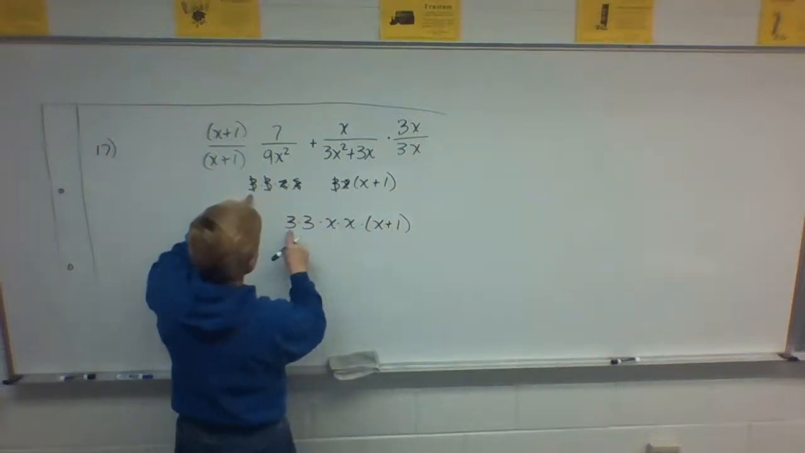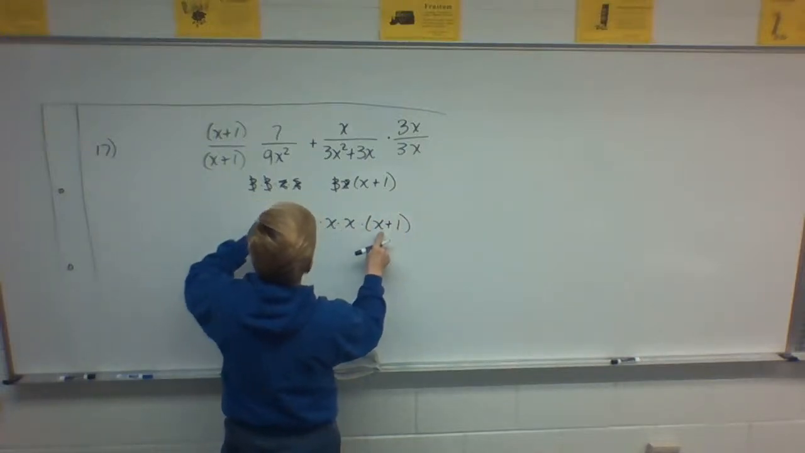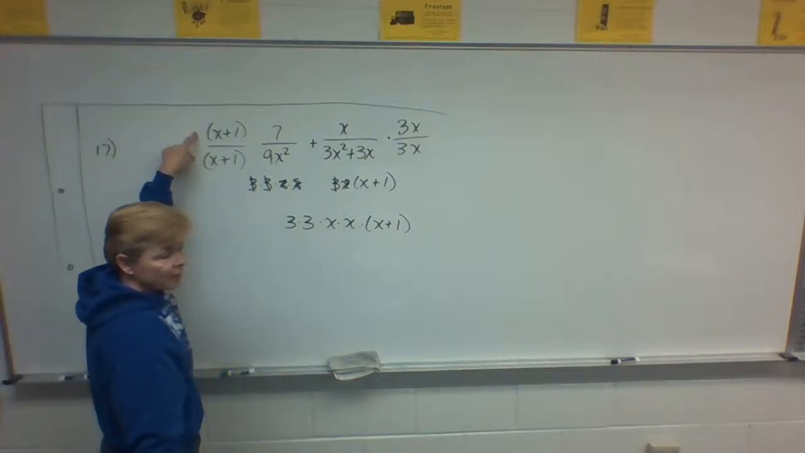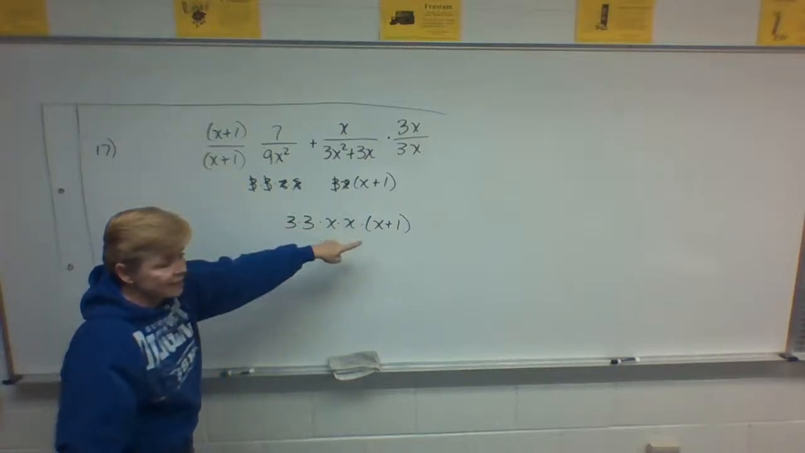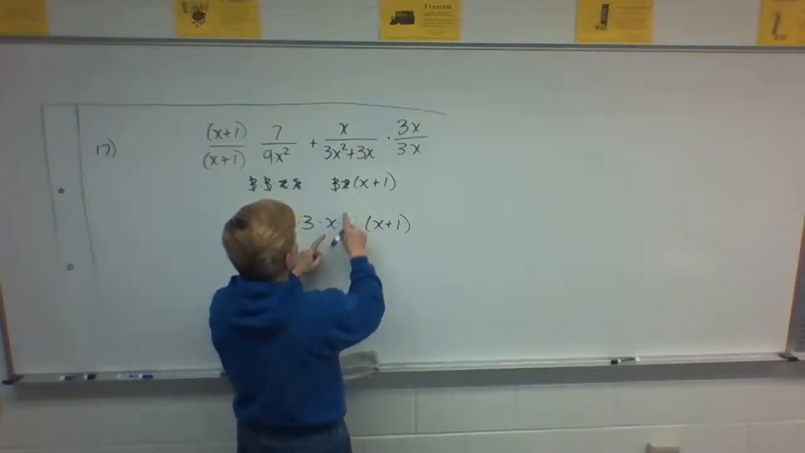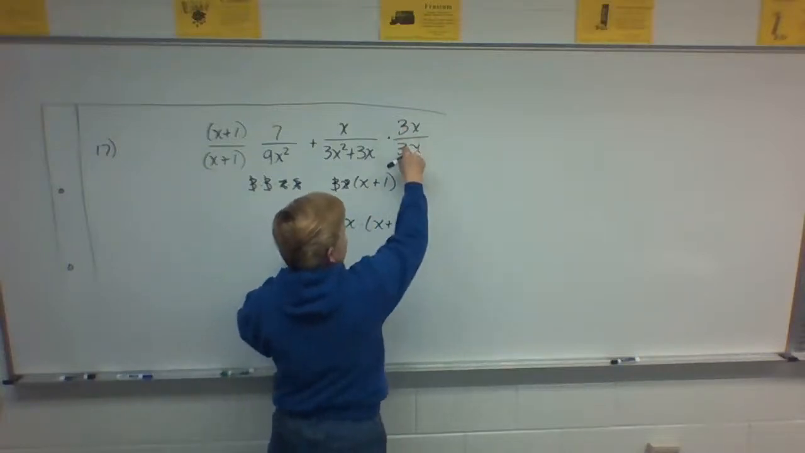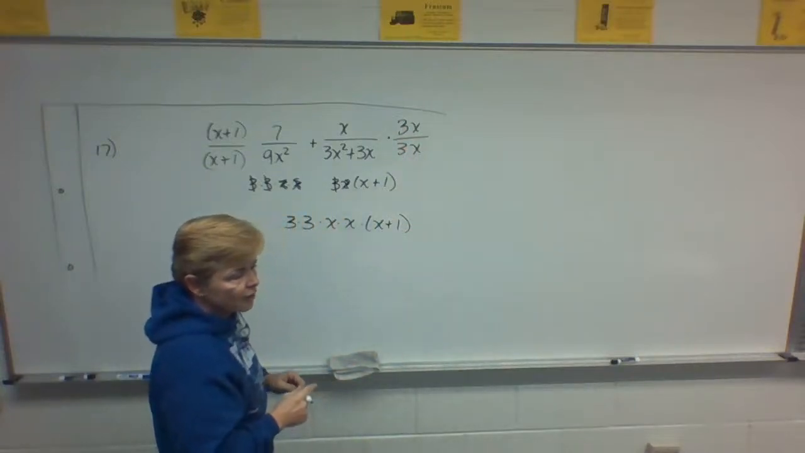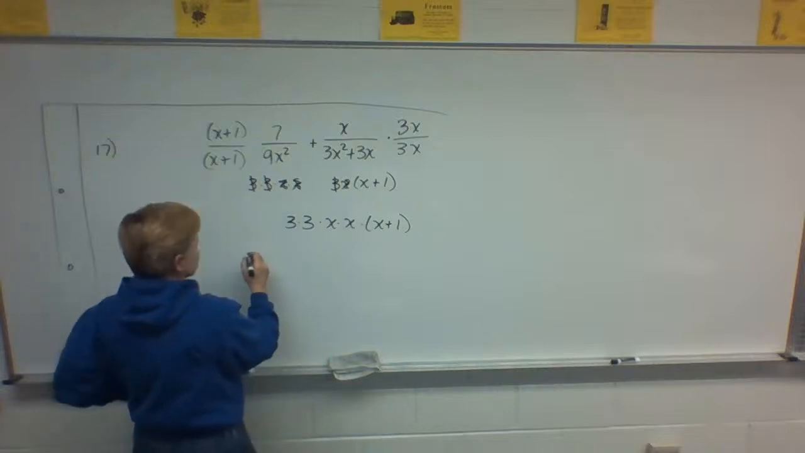So this one had the 3 and the 3 and the X and the X, and it was missing X plus 1, and that's why I'm multiplying this top and bottom by that, because this denominator was missing that for my choice. This one over here has a 3 and an X. It's missing a 3 and an X. That's why I'm multiplying top and bottom by 3X. Y'all following me?